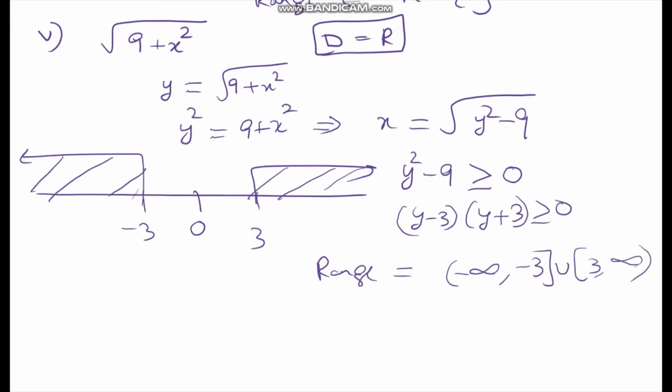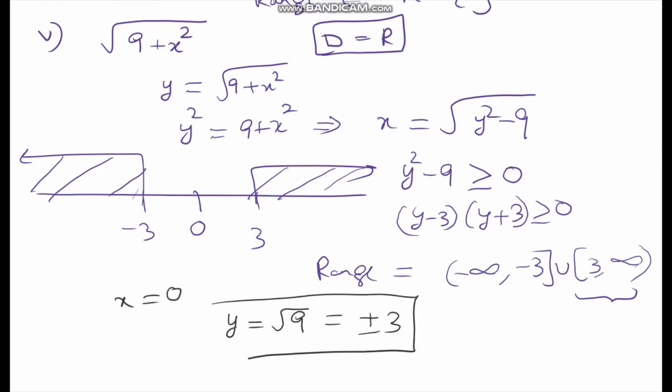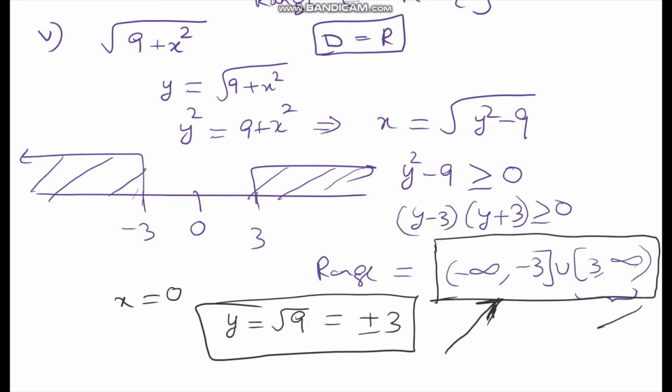Some textbooks give the answer as 3 to infinity, but suppose I take a value like x equals 0, then y will be equal to root 9. Root 9 can be plus or minus 3. My output is either plus or minus. It can be either positive or negative. So even I can get the negative numbers as my range. So it is minus infinity to minus 3 union 3 to infinity. This is the correct answer.